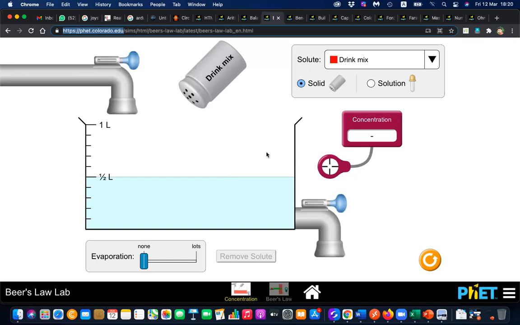So there are some simulations, right? Sims. There are some simulations on this site, so go and browse those simulations. You can see this is concentration. For example, think you have water here and you have sugar.